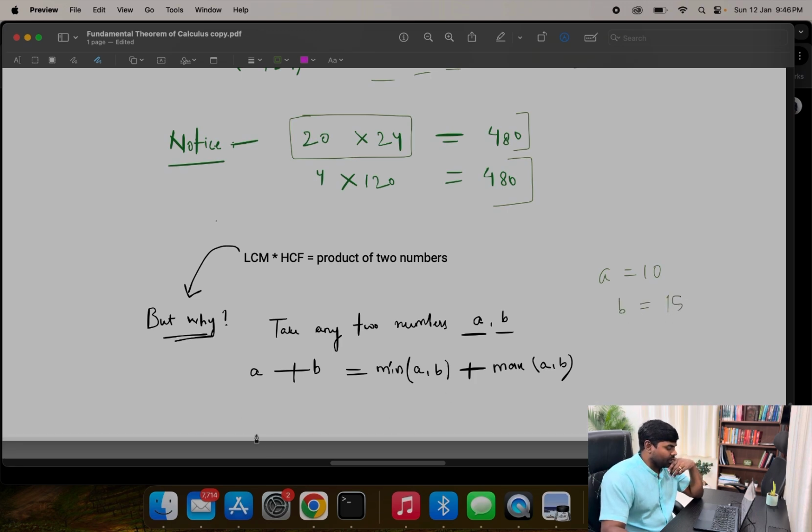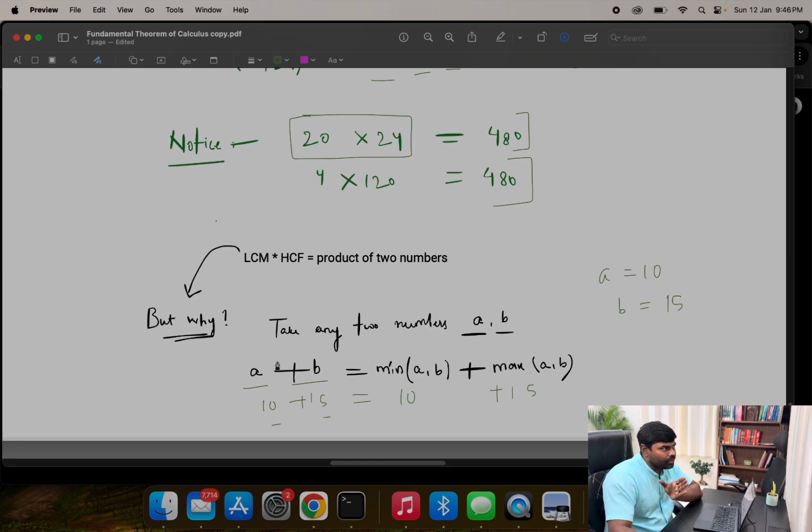Now, what is A plus B? A plus B will basically be equal to 10 plus 15, which is 25, right? That will always be equal to the minimum of A and B, which is, what is the minimum of 10 and 15? It will be 10, right? Plus the maximum of 10 and 15, which will be 15. So you'll always get that 10 plus 15 will be equal to 10 plus 15, right? You might ask, this seems to make sense, but isn't this redundant? Why would you even do that?